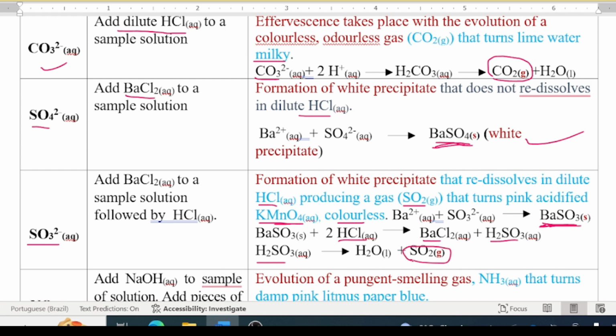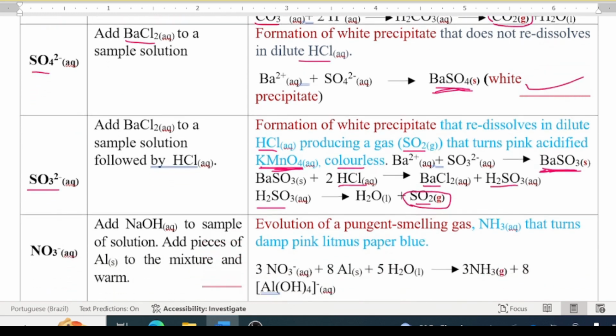You can smell that. But if you want to confirm that this is sulfur dioxide, pass it through pink permanganate solution and it will go colorless. So that's a test for sulfur dioxide here. And this is how you distinguish between sulfate and sulfites.